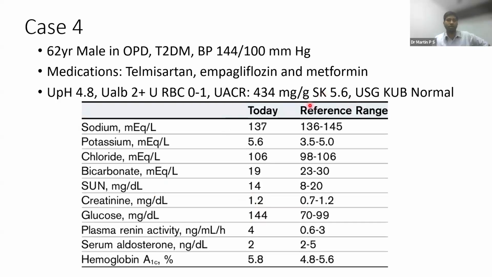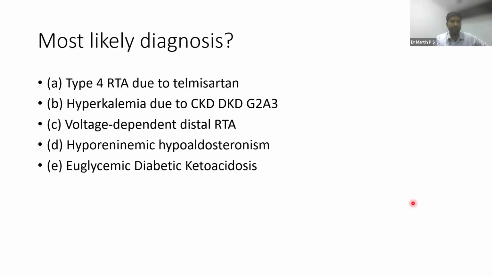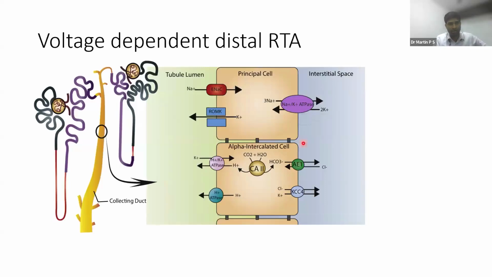It's slightly difficult to explain. Yes, it can be due to the associated ARBs and SGLT2 inhibitors, everything that you're giving, but still. Can it be voltage dependent distal RTA? So what is voltage dependent distal RTA? Voltage dependent distal RTA is a specific type of RTA that you see in patients with urinary tract obstruction.